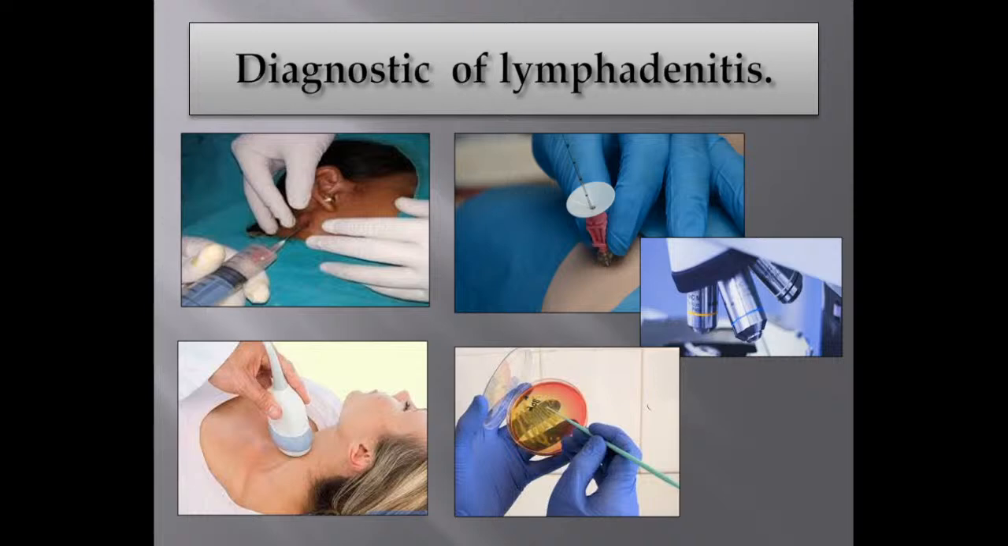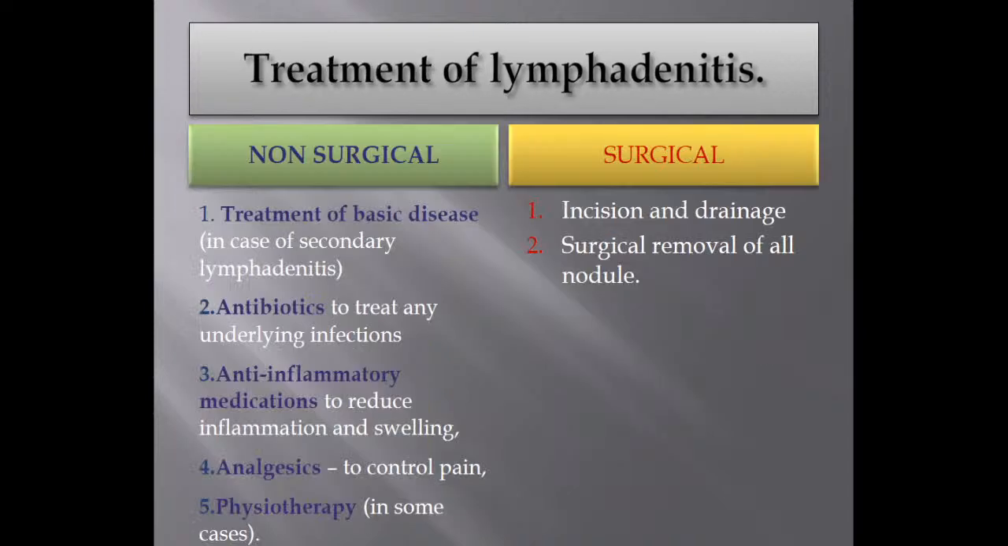Here you can see fine needle aspiration for diagnostic to understand what is inside this lymph node. If it is pus, we have to drainage. If it's something else, we have to do other investigations. And here you can see different types of fine needle aspiration and excisional biopsy and histological inspection. And treatment, surgical and non-surgical.